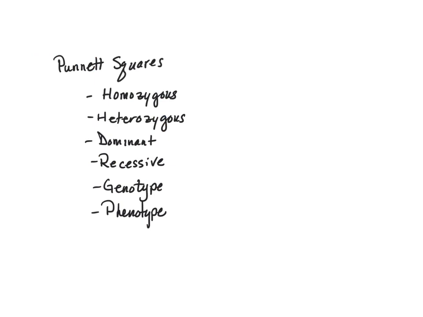To summarize some of the things that we talked about with Punnett squares, it is important that you understand the difference between homozygous and heterozygous. So homozygous is having two of the same alleles. So in this case, two dominant alleles, that's homozygous dominant, and two recessive alleles, that's homozygous recessive. The heterozygote has one dominant and one recessive allele. So hetero, meaning different, has two different alleles.